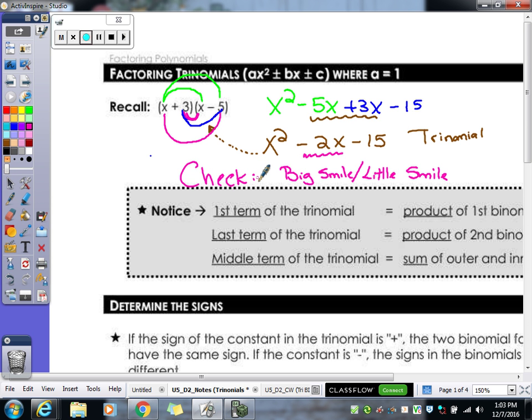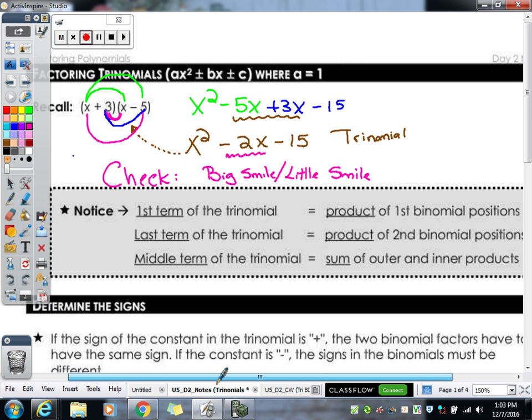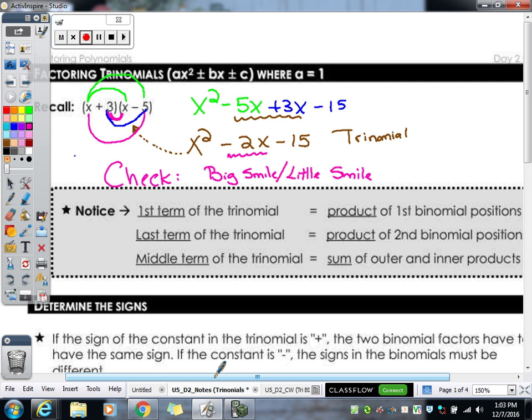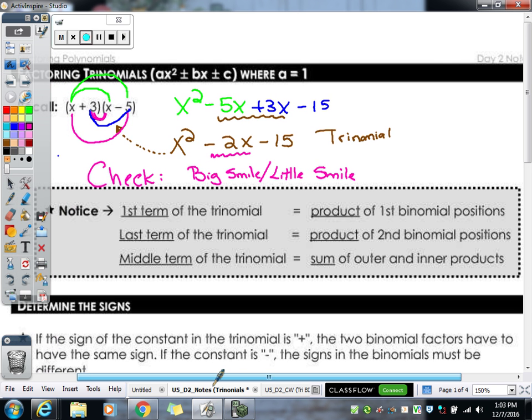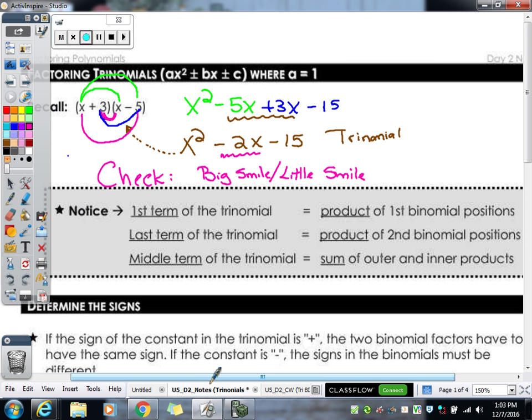Now, when we check it, could we do the double distributive and multiply everything together? Sure. This is, like I said, just a shortcut. So here, when we factor, we take the first term, we use two parentheses, and the first term is the product of the first binomial positions. The last term is the product of the second binomial positions. And the middle term is the sum of the outer and the inner. That's that big smile, little smile thing I was talking about.